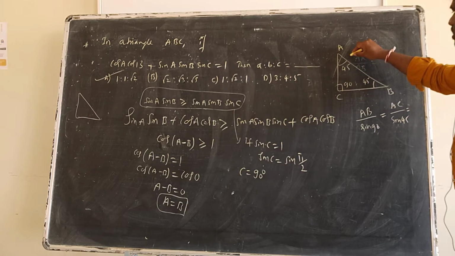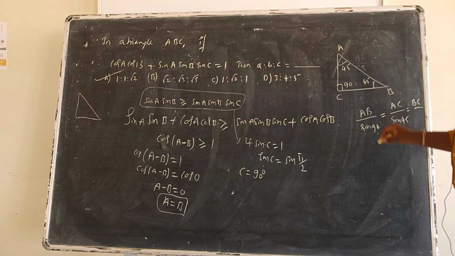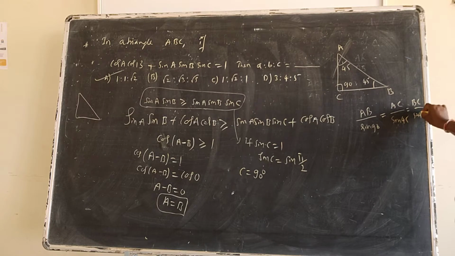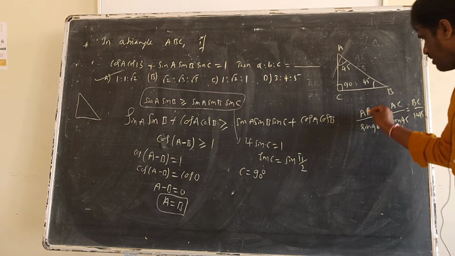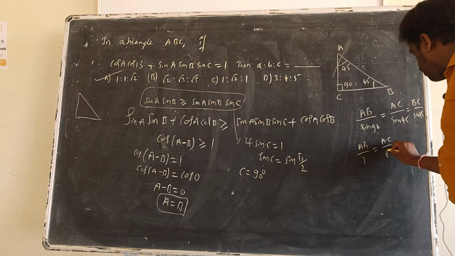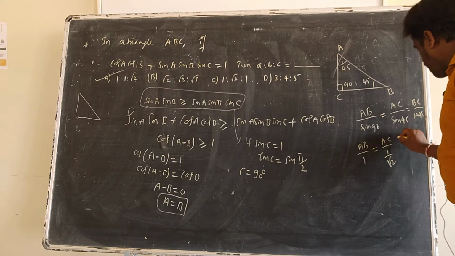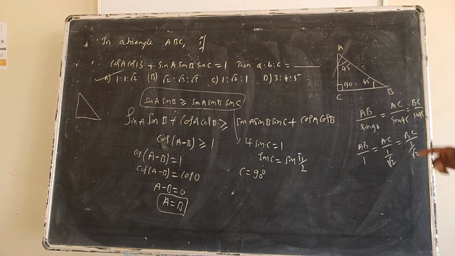And another one is BC divided by sine of the opposite angle, 45. So sine 45 is 1 by root 2, sine 45 is 1 by root 2, and sine 90 is 1. So the ratio between the sides will be 1 is to 1 is to root 2. Because we are multiplying with root 2, we divide. AB by 1 is equal to AC by 1 by root 2, and BC by 1 by root 2. So what will be the ratio? Root 2 is to 1 is to 1.